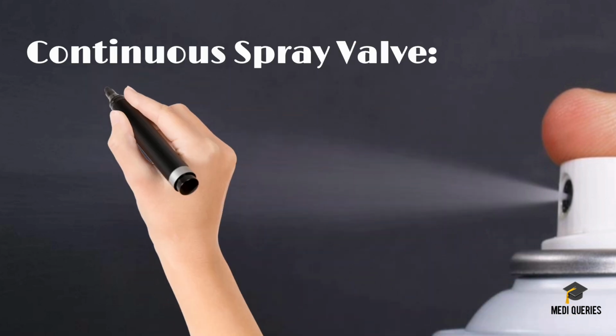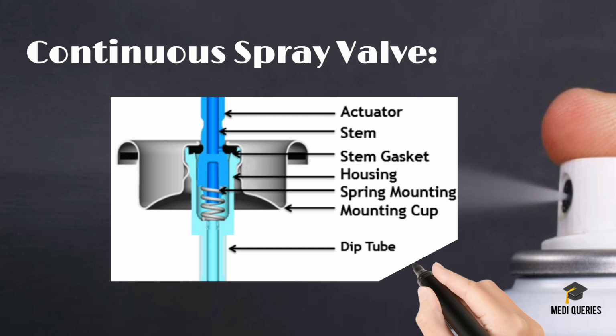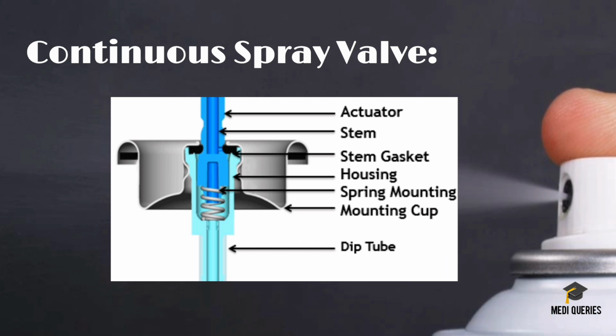Continuous spray valve systems. Here an aerosol valve consists of many different parts and is assembled using high speed production techniques. Various materials are used to manufacture the many components of the valve. Observe the diagram. These are the various parts of the valve system, that is, the exploded valve assembly. It has an actuator, stem, gasket, spring, mounting cap with gasket, housing, and dip tube.